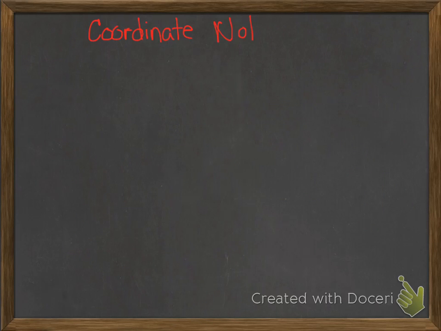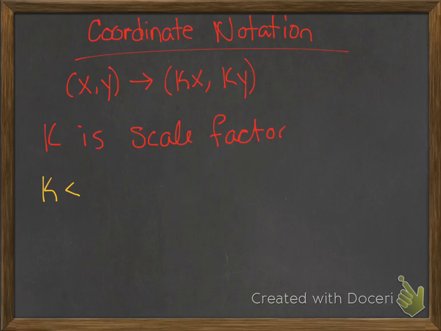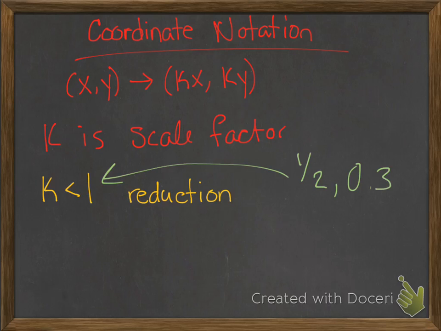So just like in 4-9, we have a coordinate notation for dilations, except they're really, really easy to remember. All you have to remember is I'm going to multiply X and Y by K, where K is your scale factor. One thing you can do is if your K is smaller than 1, I know I'm going to get smaller. When K is smaller than 1, that's like 1/2, 0.3, 3/4. All right, so they're all smaller than 1. Normally, they are fractions.